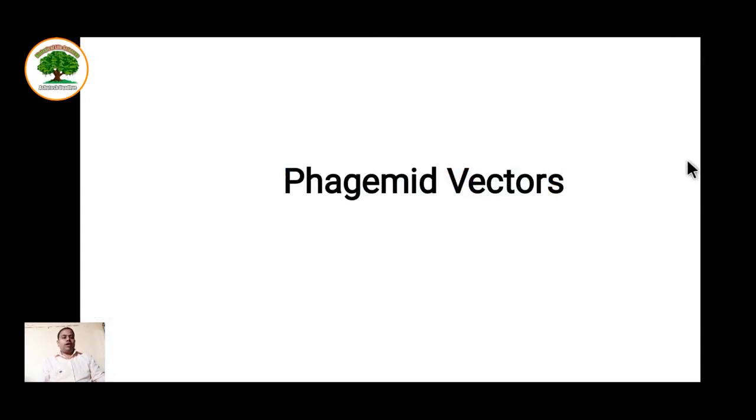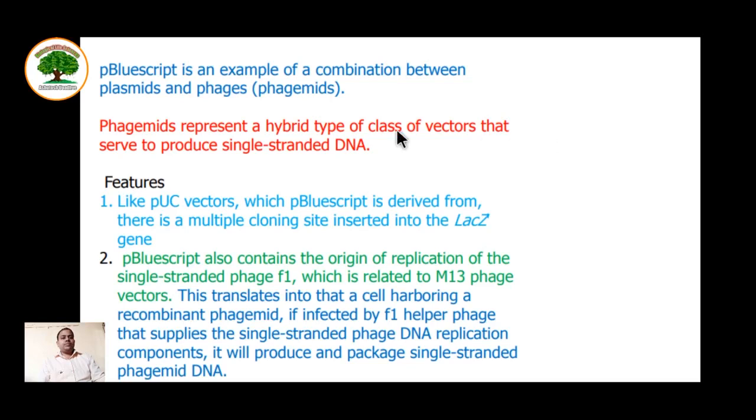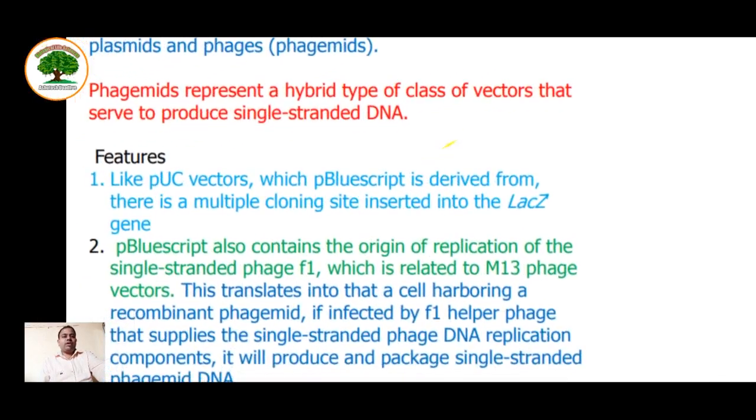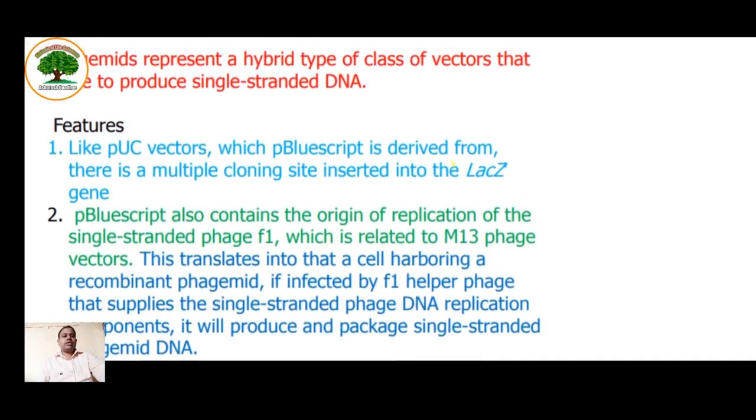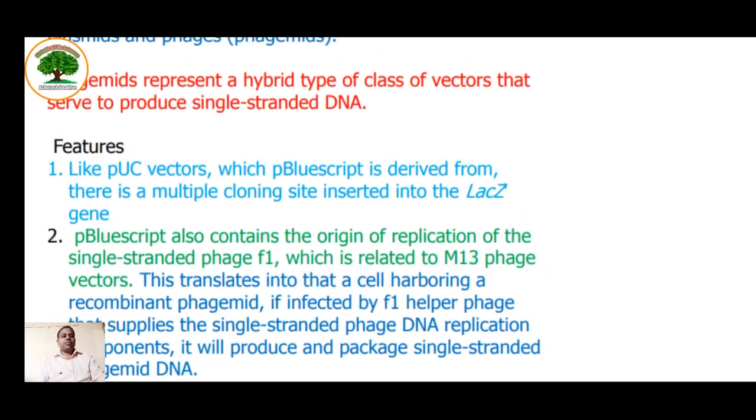Let's see now the phagemid vectors. As the name suggests, phagemid is a combination of phage and plasmid. An example here is the pBluescript plasmid. It's an example of a combination between plasmid and phage, so the name is phagemid. So it represents a hybrid class of vector that serves to produce single stranded DNA. In some genetic experiments we require single stranded DNA, so in that case this is very helpful, where single stranded DNA is produced.